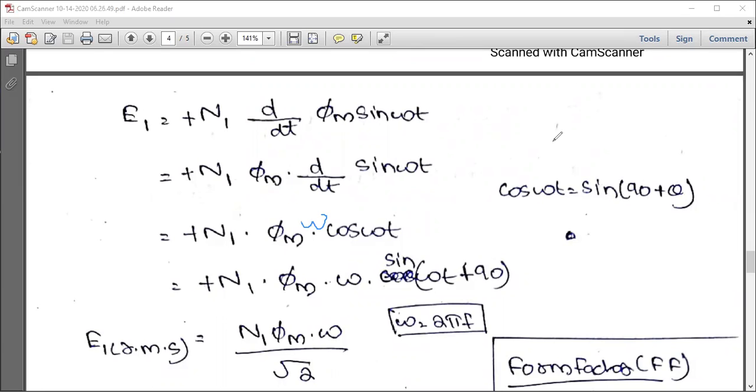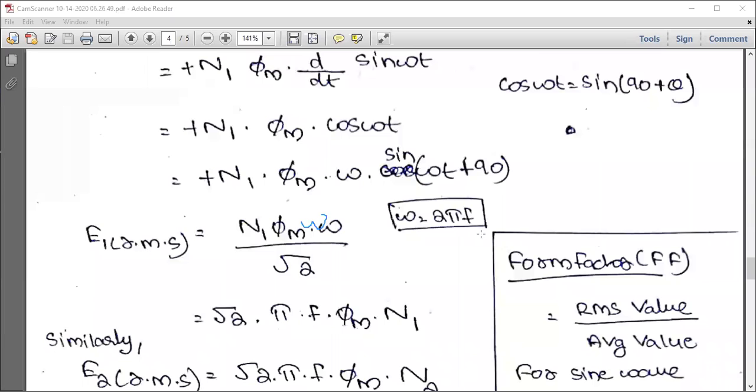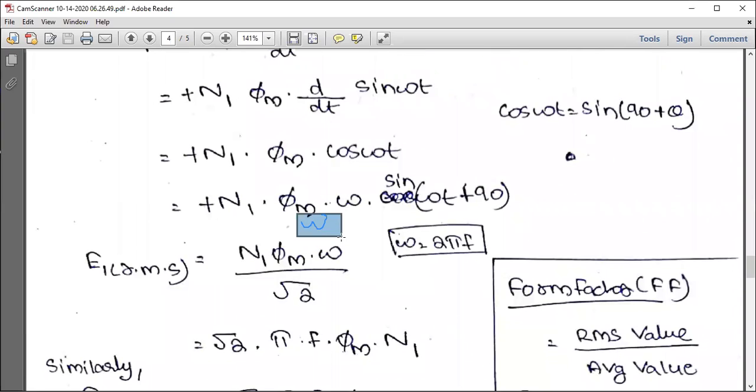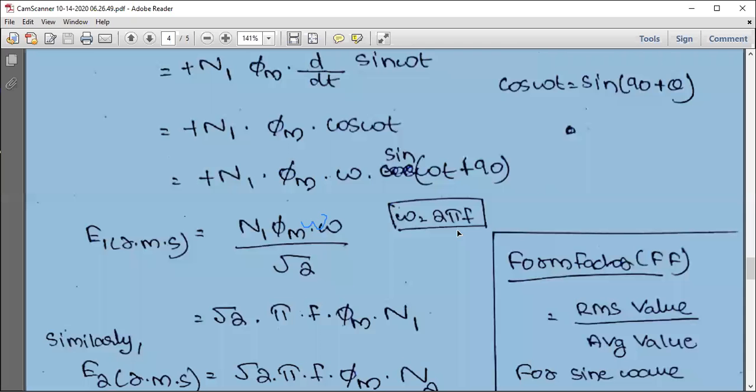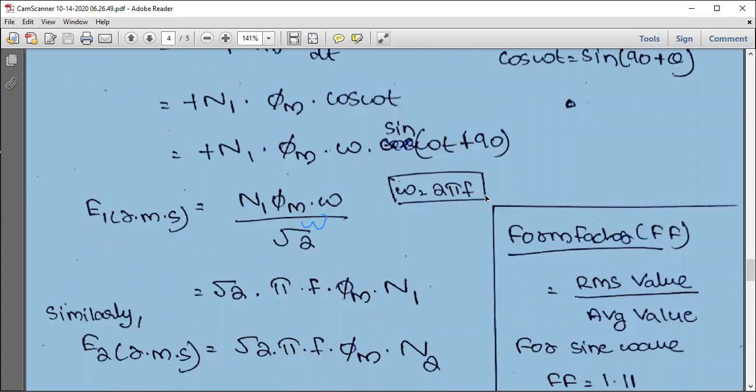And then we also have ω equal to 2πf. Then E RMS is N1 into φm into ω by root 2, because the RMS value is Em by root 2. So here the RMS value will be N1 into φm into ω by root 2.